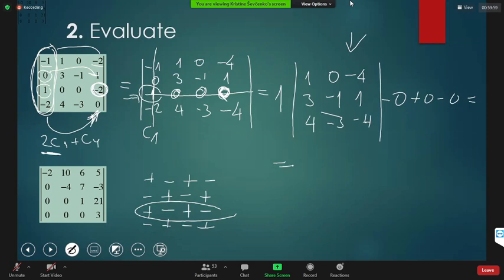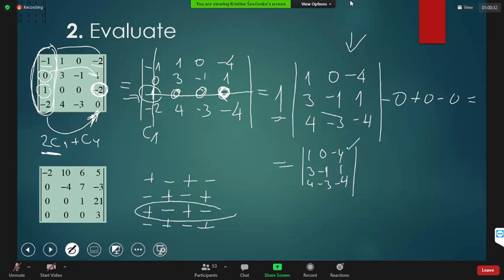Now, it was 1. That's very good. 1 is always a nice thing to have outside. So in principle now, I only have to find this determinant: 1, 0, minus 4, 3, minus 1, 1, 4, minus 3, minus 4. I have this to find. And now I have had a taste of what it means to simplify a determinant. I want to do it again.